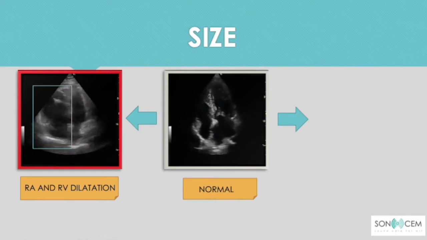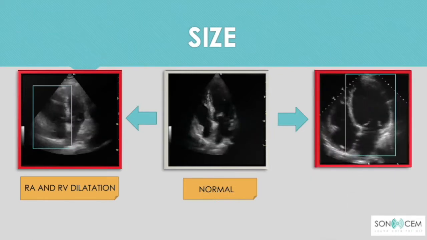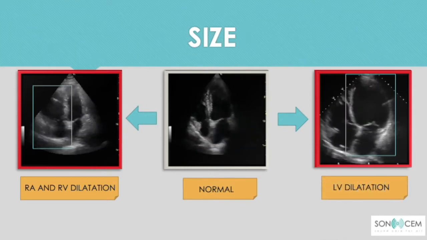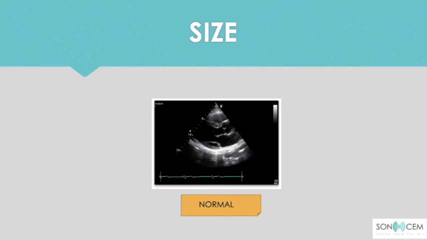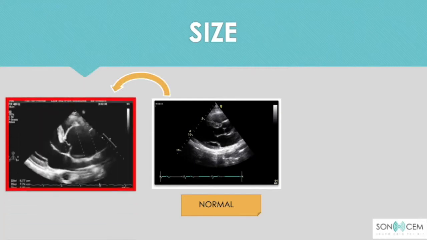Okay, we move to the right side of the screen. How about this? What you can see here? This is LV dilatation. We move to the size. Okay, this is an example for normal size of RV, aorta and LA. We move to the left side of the screen. What you can see here? Yes, there is a dilatation of the aortic root.